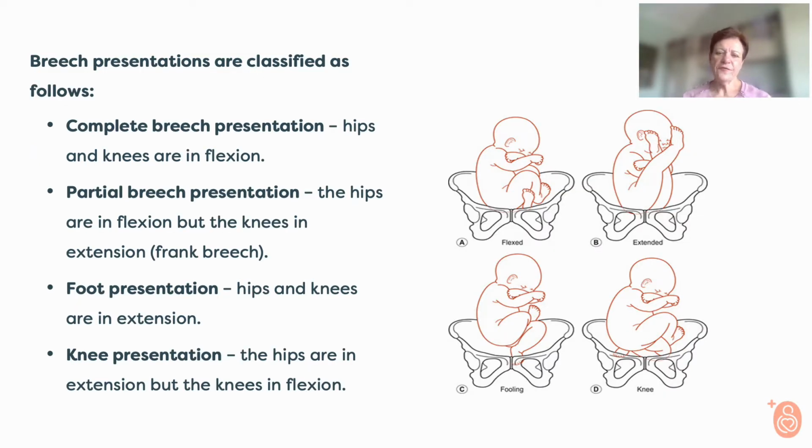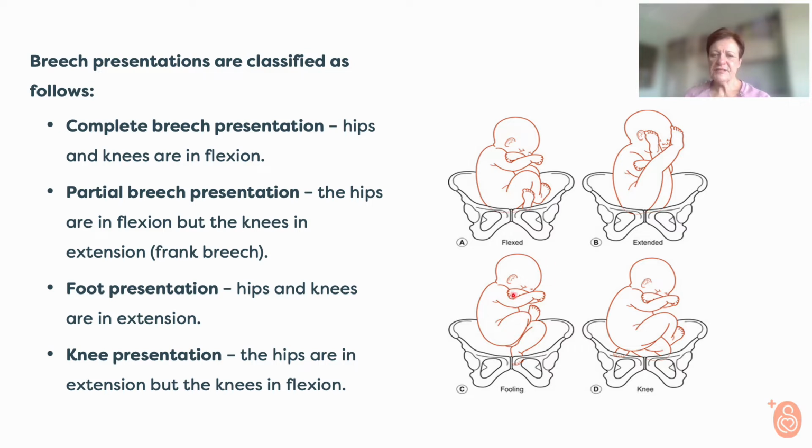Now we have 4 different types of breech presentations. We have a complete breech presentation, as you see here on the diagram, and that is where the hips and the knees are both flexed. The baby sits literally in a fetal position in the pelvis. Then we have what we call a partial breech presentation or a frank breech presentation, and here we find that the legs are in extension. The baby literally sits on his buttocks and the legs, as I'm saying, are in extension.